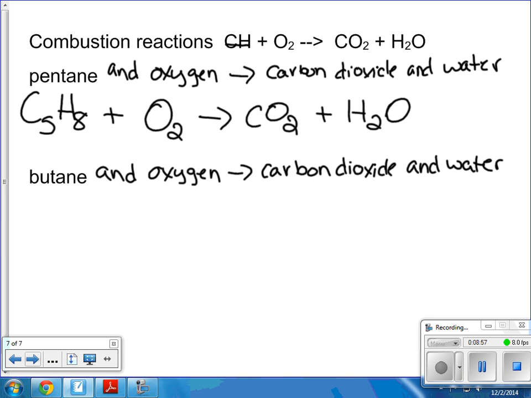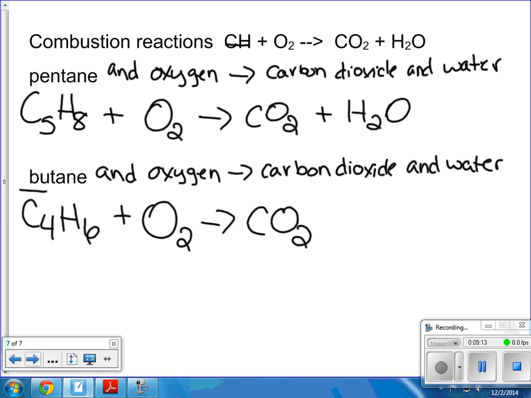Butane, the prefix but in organic chemistry means 4. So it's C4H6. This is what's usually in lighter fluid. So butane and oxygen, remember it's a diatomic, so it's O2, produces carbon dioxide and water, H2O. All right, so that's all there is to combustion reactions.